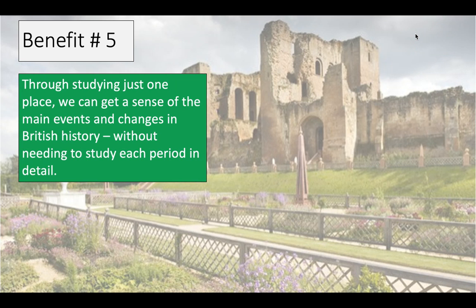Final benefit is that through studying just one place, so studying Kenilworth, we can get a sense of the main events and changes in British history without needing to study each period in detail. So in this course, we haven't studied the whole history of Britain. We've just looked at one castle. But through studying that castle, we can get an idea of the big changes that happened all across Britain. So one small example, one single castle, can help us get that kind of wider understanding of British history.